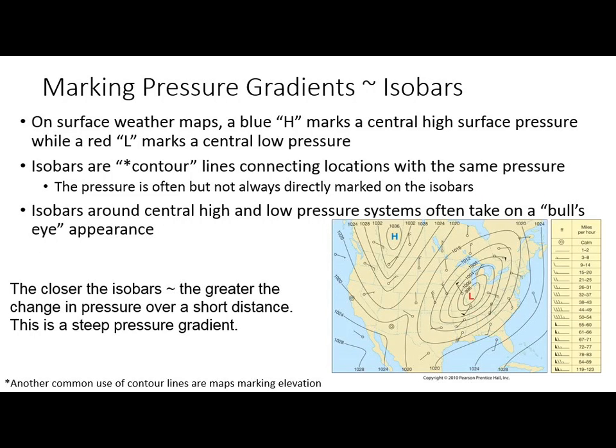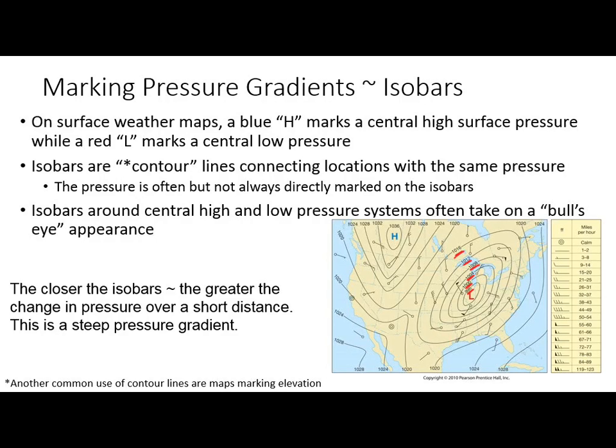That bullseye around a low, each one of those black lines around that L are actually marking locations that have the same barometric pressure. Remember I said that meteorologists like to use millibars instead of inches of mercury? It might be hard for you to read, but there's a number on each one of those circles. So this is 996, this is 1000, this is 1004, this is 1008, 1012, 1016. If you did the little subtraction, it's increasing by a unit of 4 millibars for each one, okay?